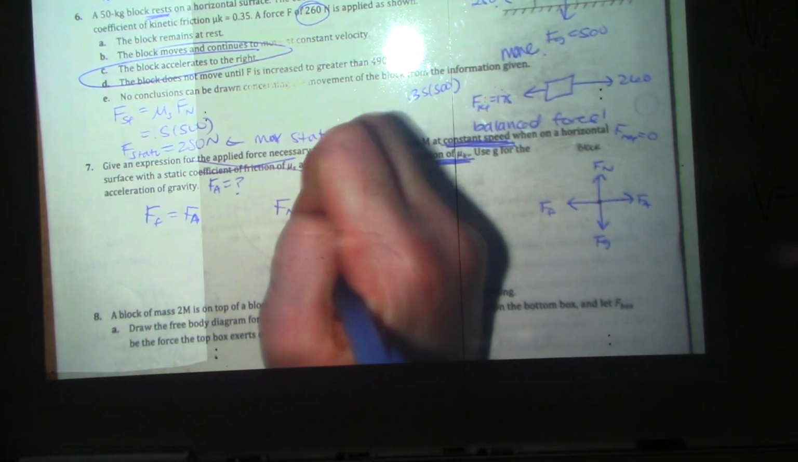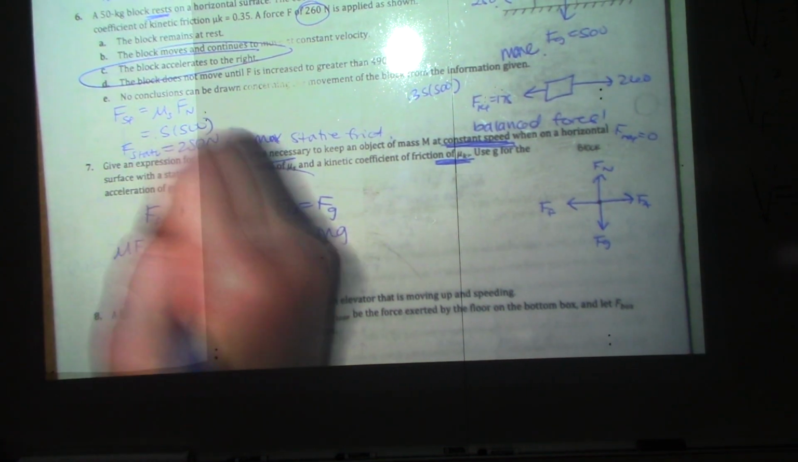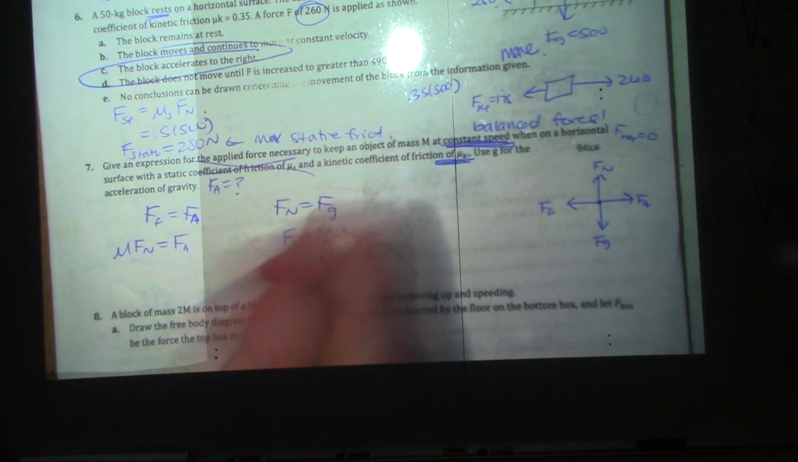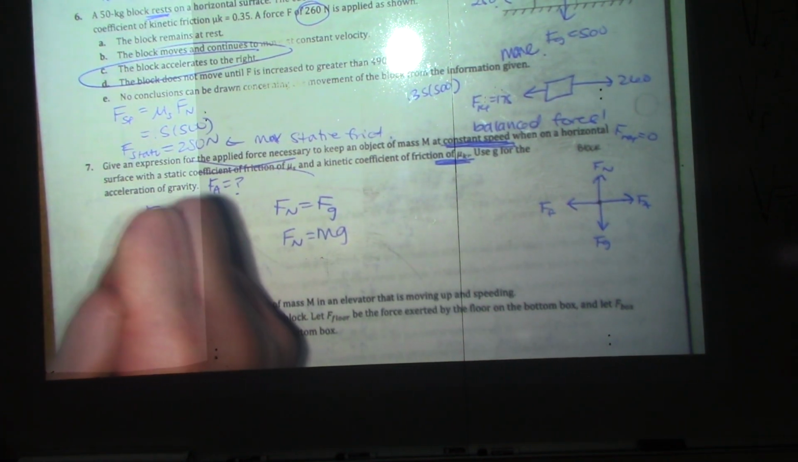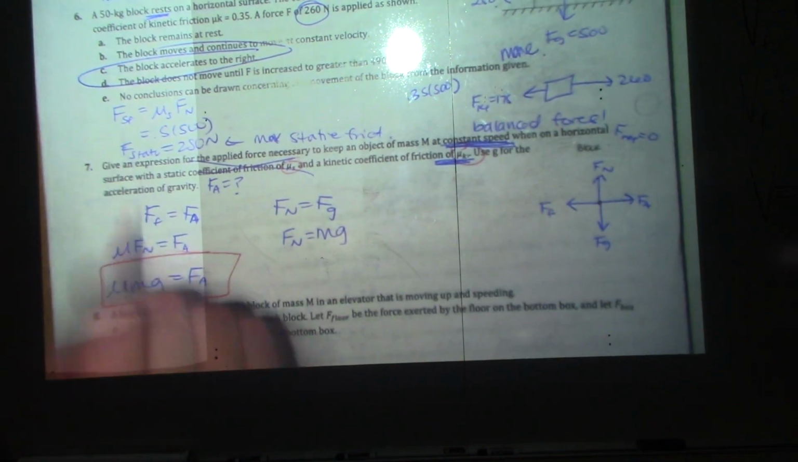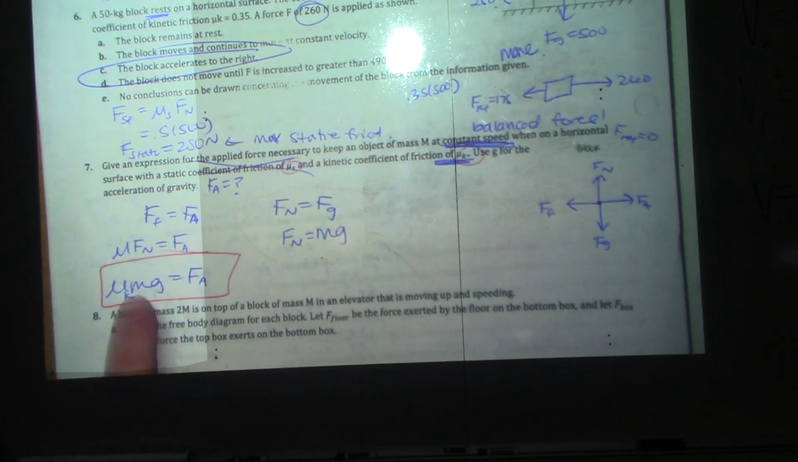And you can say the same about up and down, because it's balanced up and down, so Fn equals Fg. Now I can replace Fn with mg, and Ff is mu Fn, to get my applied force. Lastly, I substitute mg in for my Fn, so mu mg equals F applied. And it's either mu s or mu k. We already said it was mu k because it's moving, so mu k mg is my applied force.